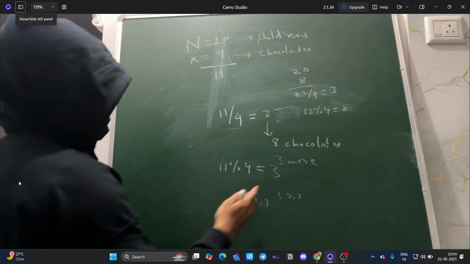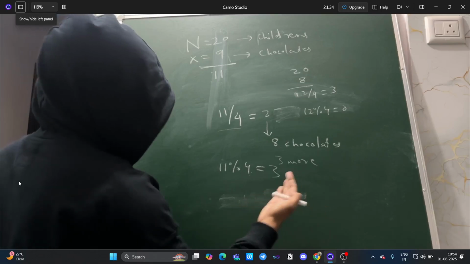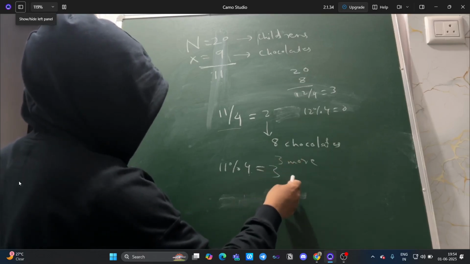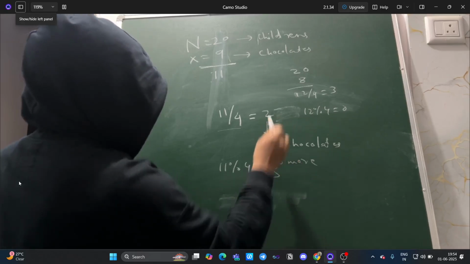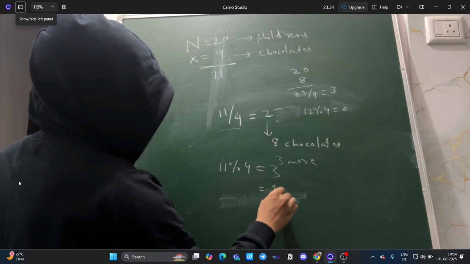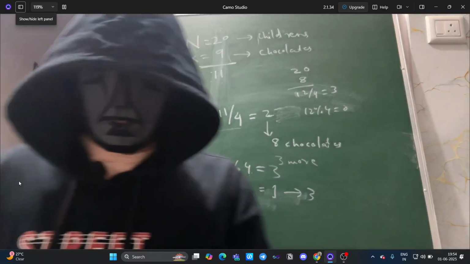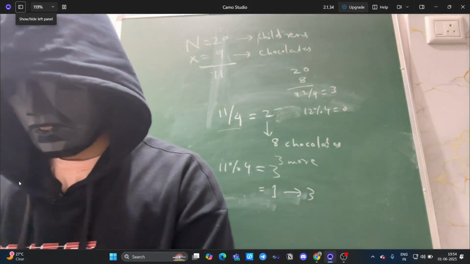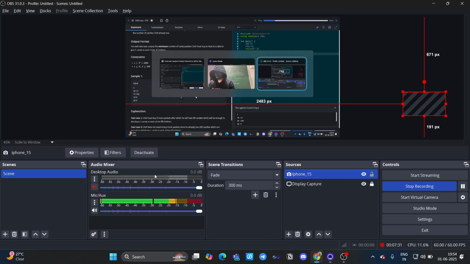Okay, so whenever the modulo has a value of 1, 2 or 3, in that case we need to add one more packet. So you have purchased 2 packets, but one more packet you need to purchase, so that a total of 3 chocolate packets you are purchasing. If you purchase 3 chocolate packets, all children can be satisfied. So as you can see here, 3. So I think you got what the problem statement is.